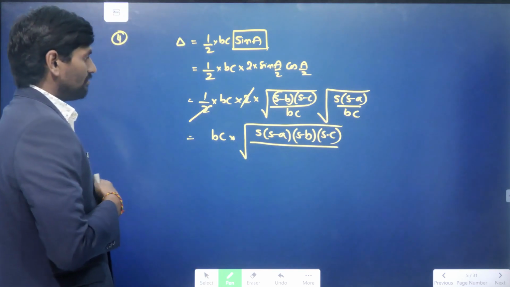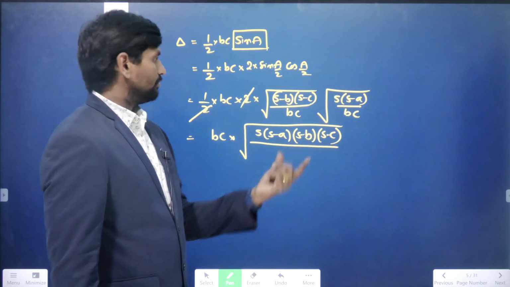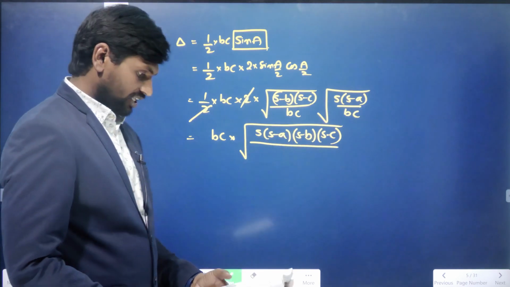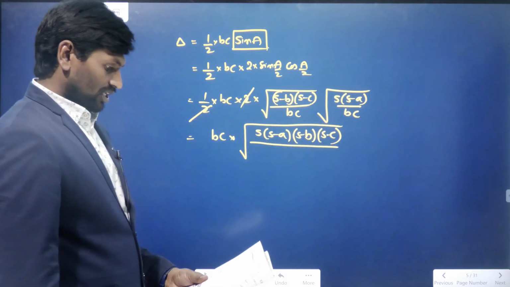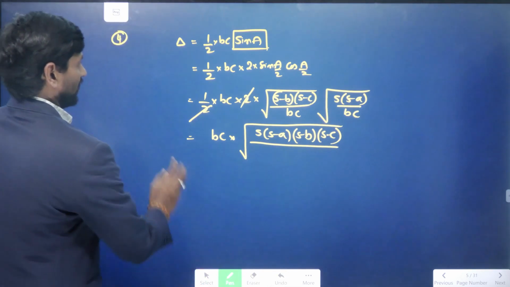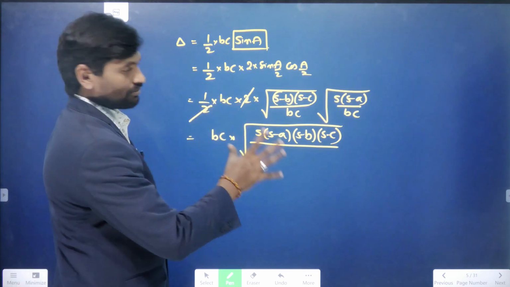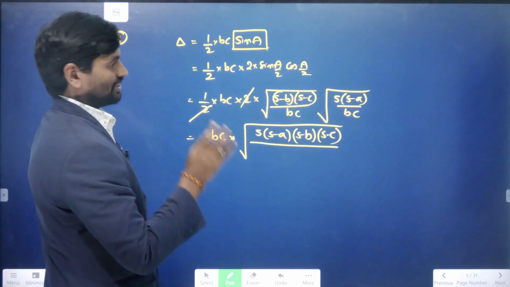So this is the formula for the area of triangle ABC, but we should get a different formula, ABC by 4 or ABC by 2 or ABC by R. For getting that triangle formula, we are deriving like this actually.